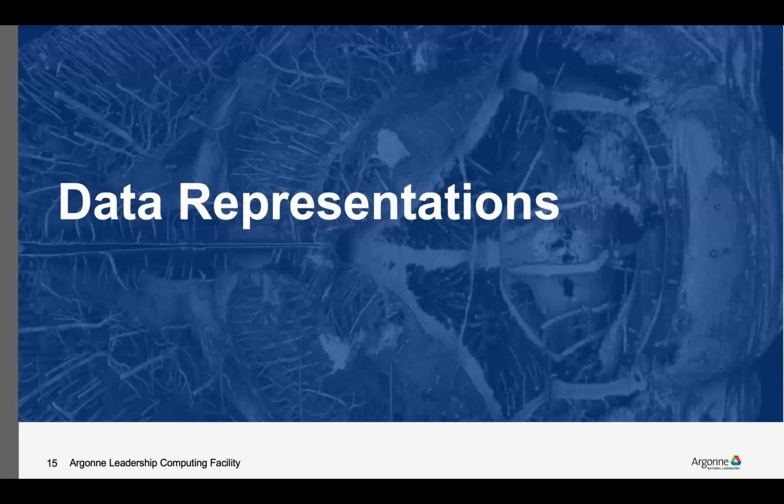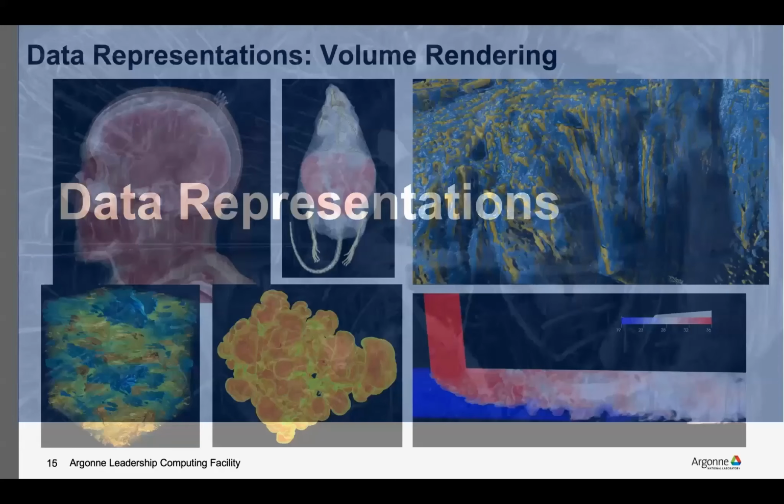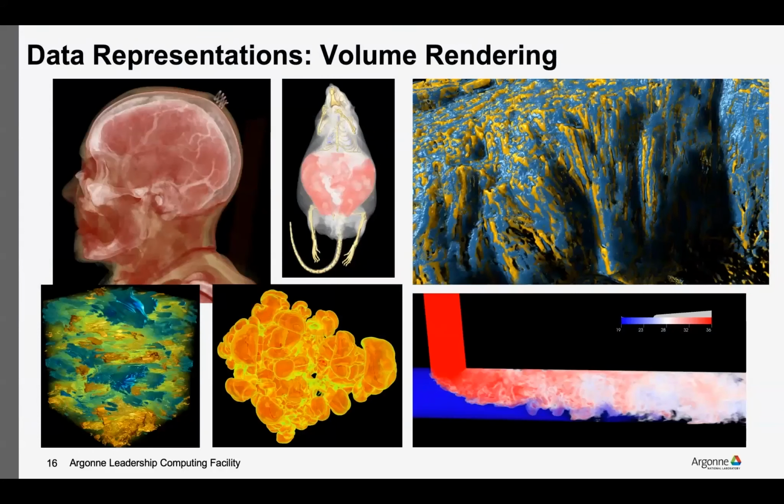All right, so now I'm going to switch over and talk a little more specifically about different types of representations for what your data looks like. Largely in large scale simulations, the data has some inherent physical representation, and so how do we visualize and represent some of those things?